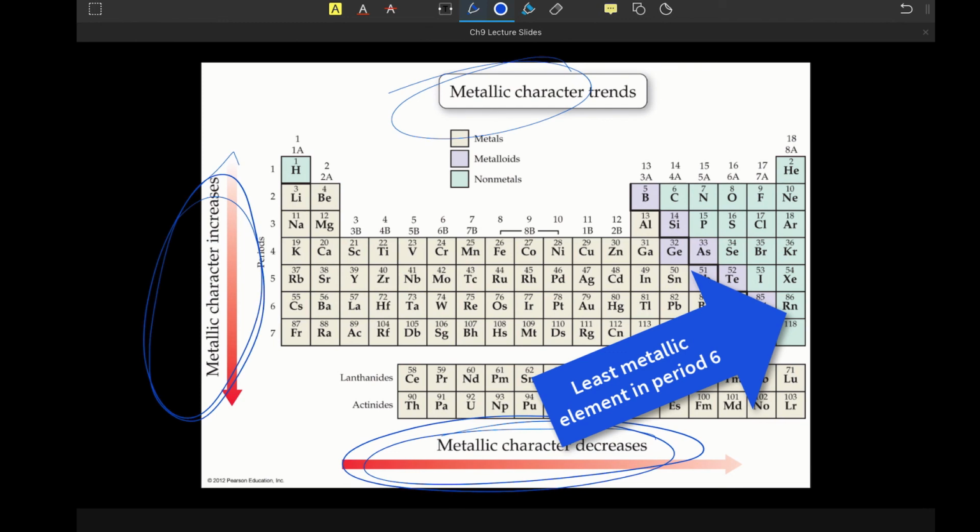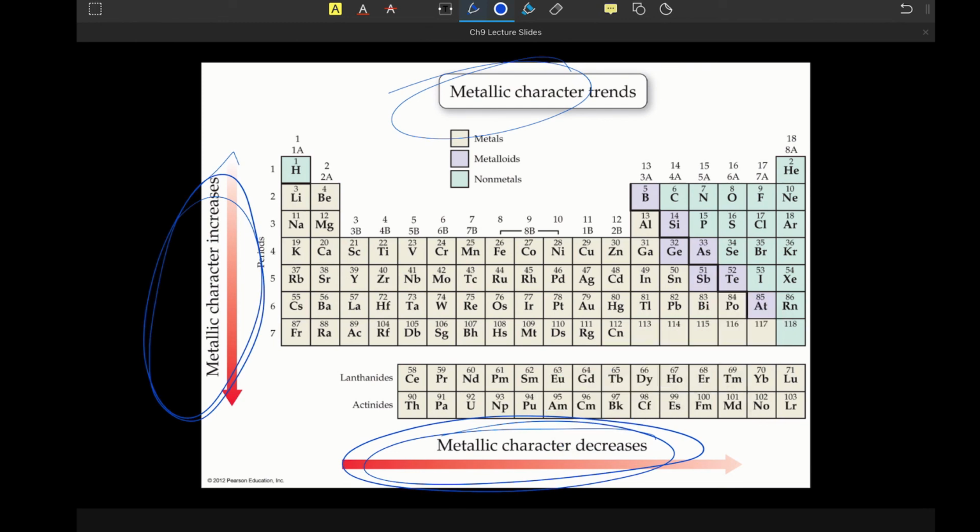As we go across the period, we're adding electrons to the same shell. They are more attracted to the nucleus, and the stronger that attraction is, the harder it is to lose those electrons, which is why nonmetals are located over here. I could have drawn that better. They're located over here. Those are our nonmetals. So, does that make sense? In terms of identifying a most metallic element, the most metallic element most readily loses its electrons.